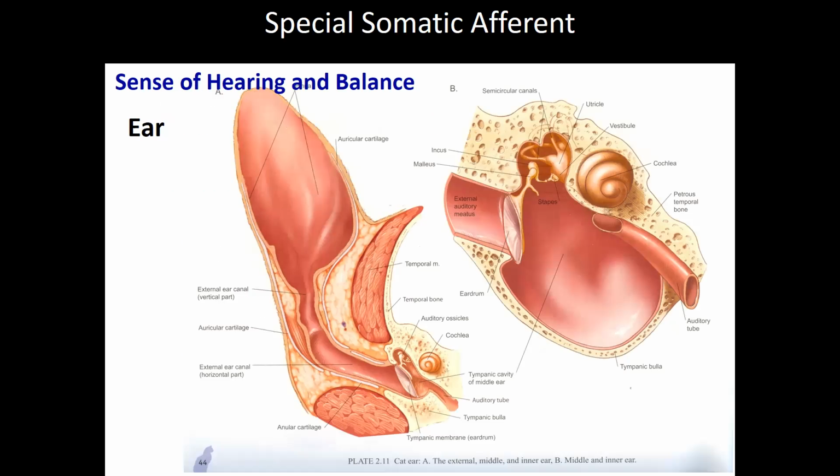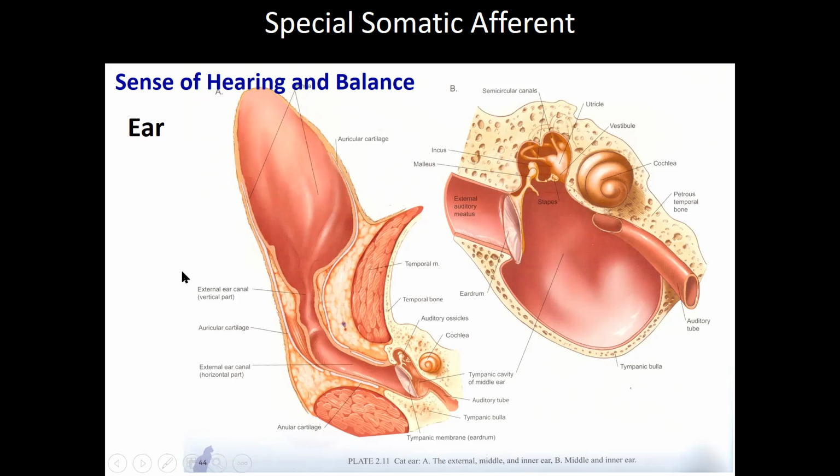So now we move on to our next special somatic afferent. This special somatic afferent is for the sense of hearing and balance, or the acoustic sense and balance. And it is done with the help of the organ called the ear. This diagram gives you an overall view of the organs involved. We have three parts of the ear if we talk anatomically.